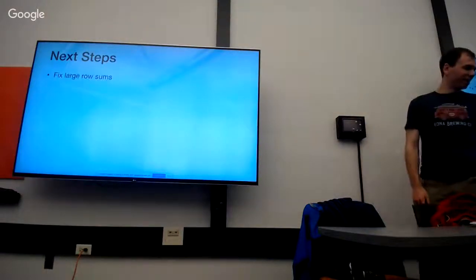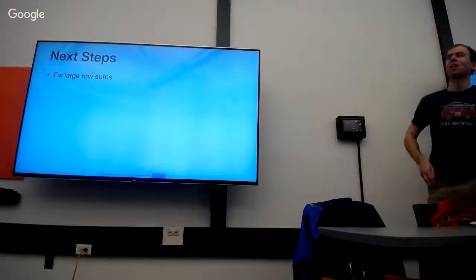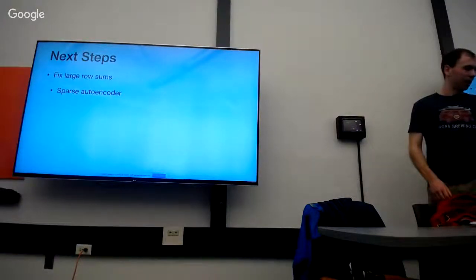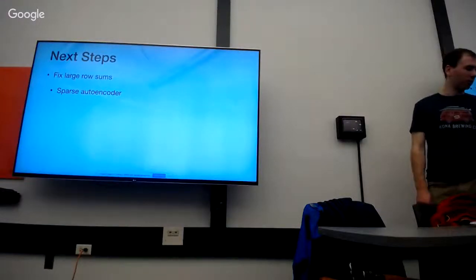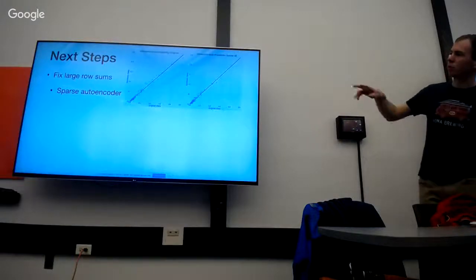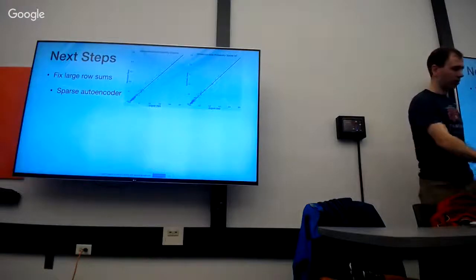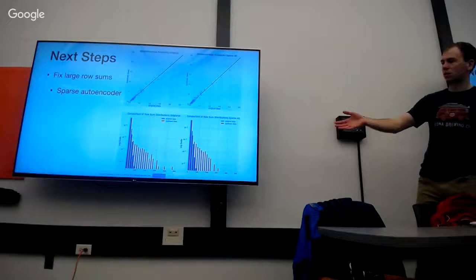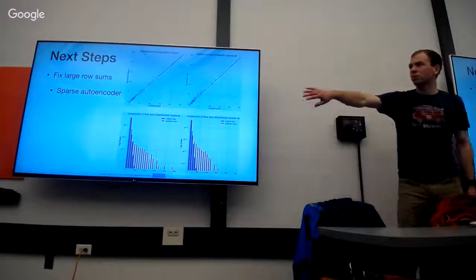But this doesn't include the new ideas. I didn't type those up yet. So one of the things we talked about was fixing large row sums. I changed it to a sparse autoencoder formulation rather than just a regular autoencoder, and these are the comparison of those. It doesn't look that different there, but we can already see that it pulled down a decent amount of the outlier rows that were existing before.